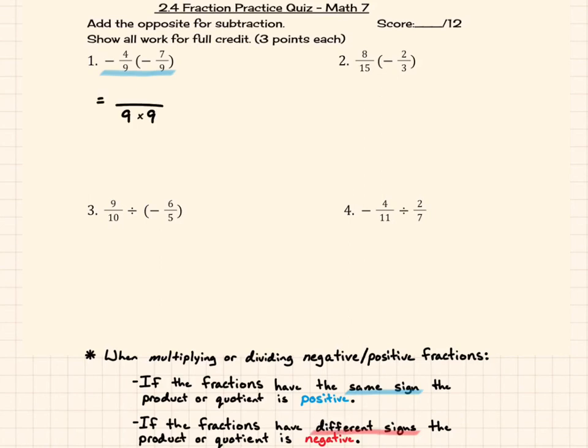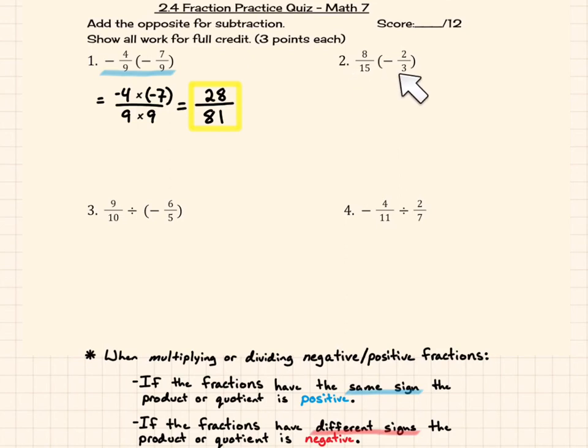And when you multiply fractions, you multiply denominator times denominator and numerator times numerator. You end up with negative 4 times negative 7 over positive 9 times positive 9. You get 28 over 81. It's positive because it's the same signs of the two factors that we were multiplying together. And that becomes our answer, 28 over 81.